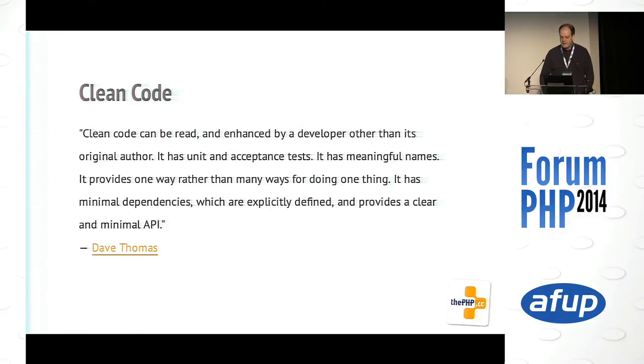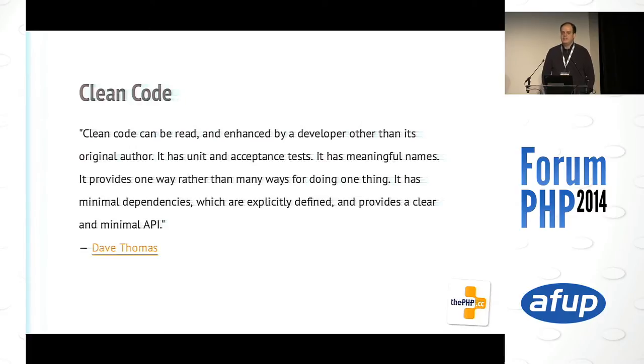It's code that can be read and enhanced by a developer other than its original author. Yes, that is true, and that is very important because although many developers don't like this fact, software development is more about human-human interaction than about human-machine interaction. It's very easy to write code that the machine can understand and run. It's a lot harder to write code that your colleague can read and understand and maintain. And trust me, it's also sometimes hard to write code that you yourself can understand a year from now.